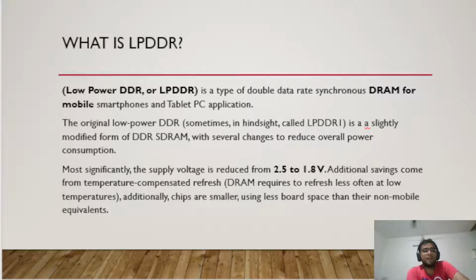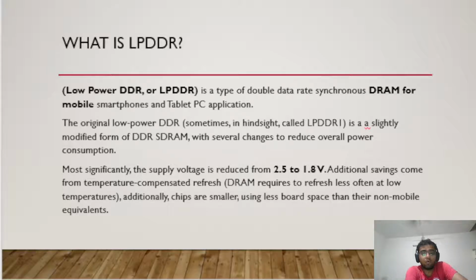Now, what is an LPDDR? As I told you, LPDDR is low power double data rate. It means LPDDR SDRAM full form is low power double data rate synchronous dynamic random access memory. They are used in smartphones, tablets, and PC applications nowadays.